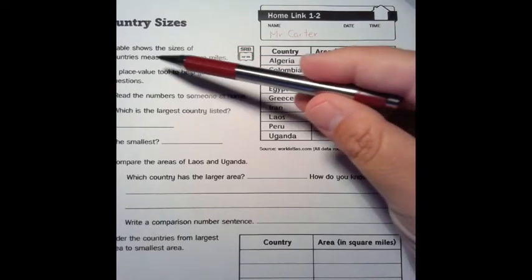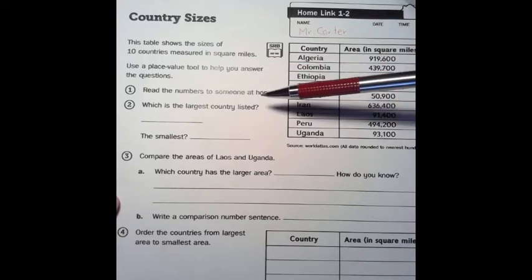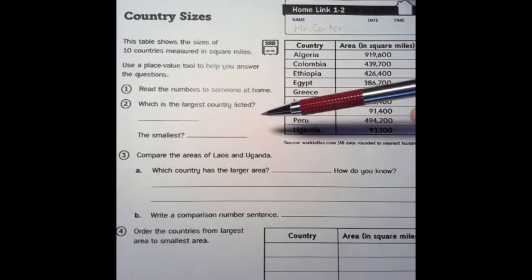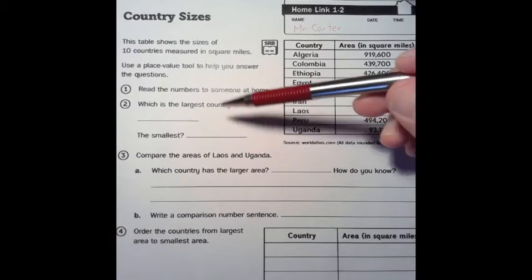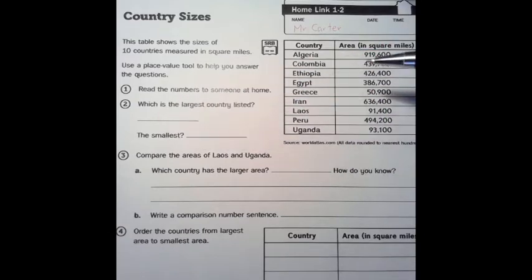So we're comparing numbers using this table here, and the table shows the sizes of 10 countries measured in square miles. So this has all the countries here. Now number one is asking you to read numbers to somebody at home. That's something you can do with an adult or another person that is at home. You can read these numbers to them. Now it's asking you in number two, which country is the largest country listed?